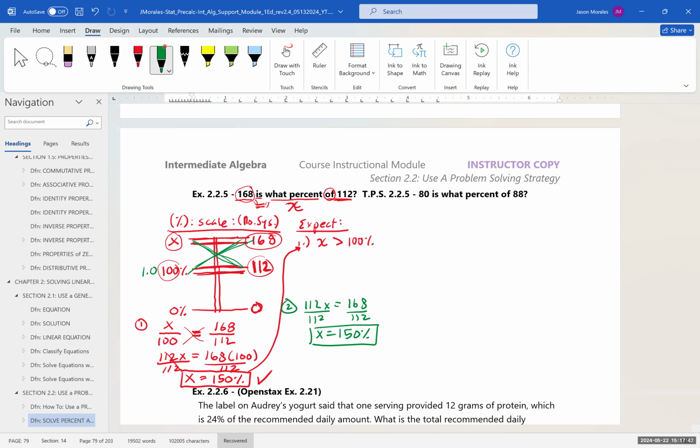Okay, for this think, pair, share off to the side, your answer should be 90.9%.